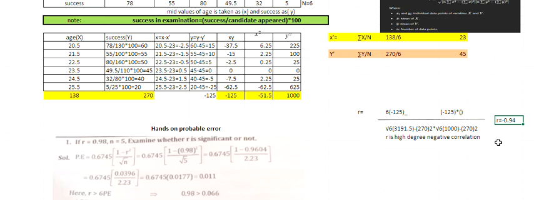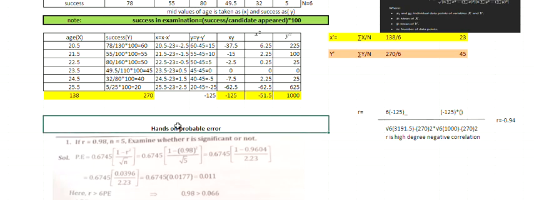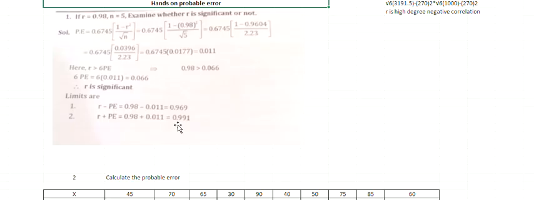In the previous video we have shown this. Now we are introducing one more concept called probable error. So what is probable error? Exactly, we can't find out the results.